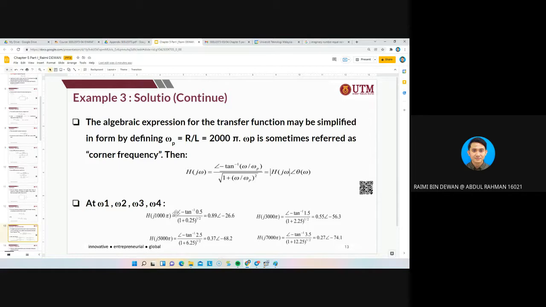You can see the angle is actually negative. If you plug into your calculator inverse tangent of 0.5, then put the negative at the front, you have negative 26.57. The magnitude is coming from the below. The same goes for the other parameters, I mean, for the other omega.